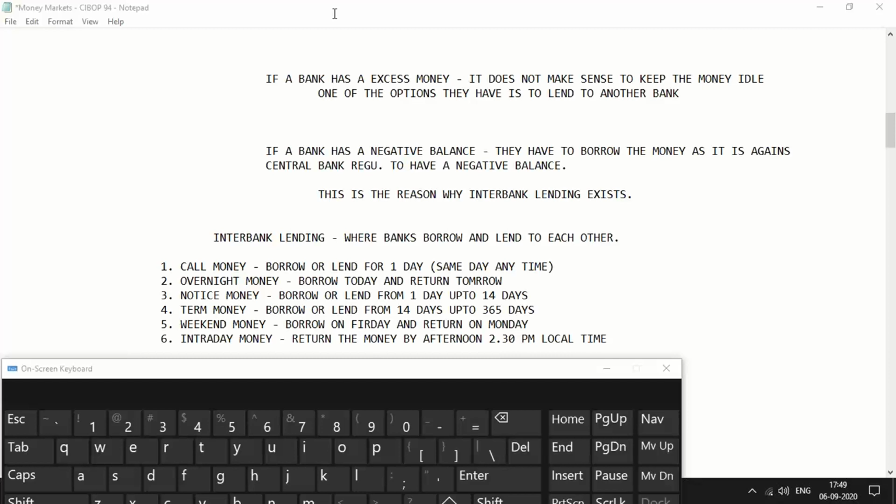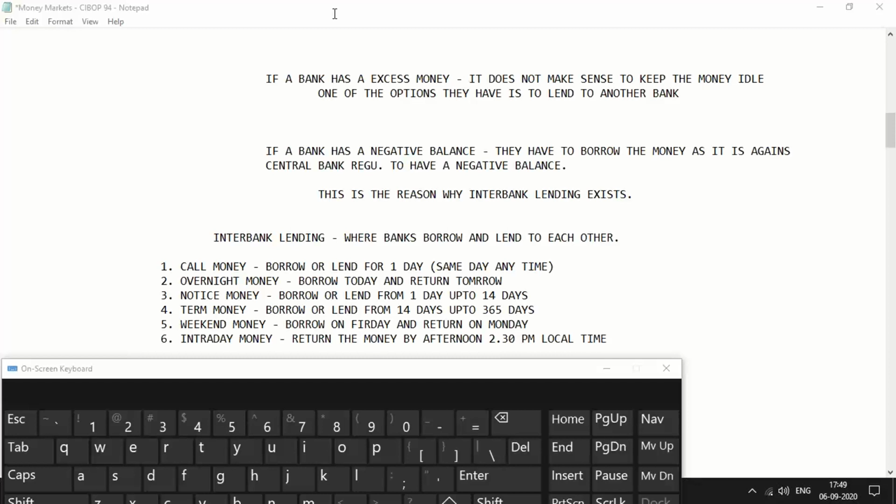So, for example, an intraday borrow and lend will have a different rate as compared to a call money, or as compared to a term money or a notice money. So interest rates will differentiate, and they also differ based on the currency, because each currency has its own interest rate.